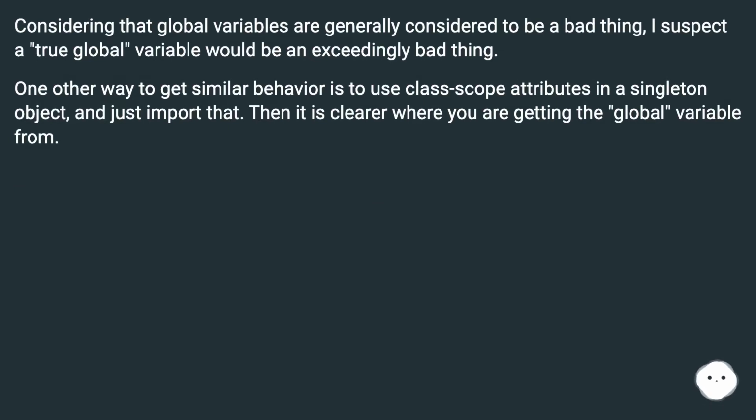Considering that global variables are generally considered to be a bad thing, I suspect a true global variable would be an exceedingly bad thing. One other way to get similar behavior is to use class scope attributes in a singleton object, and just import that. Then it is clearer where you are getting the global variable from.